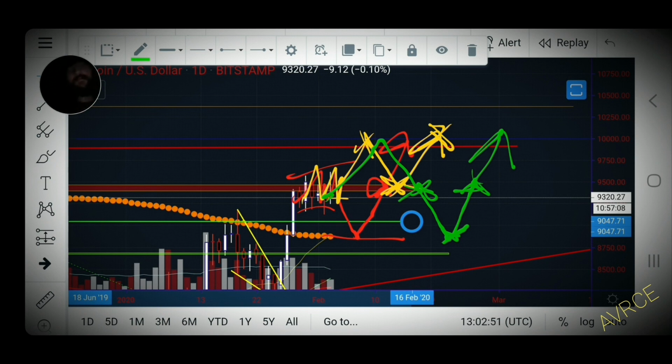So there's a correction due any moment now, and all three of these scenarios include a correction at some point. It's either going to happen after we leave this pattern that we're in now, or it's going to happen after we get rejected by the 10,000 resistance area. So we just have to wait and see what happens.